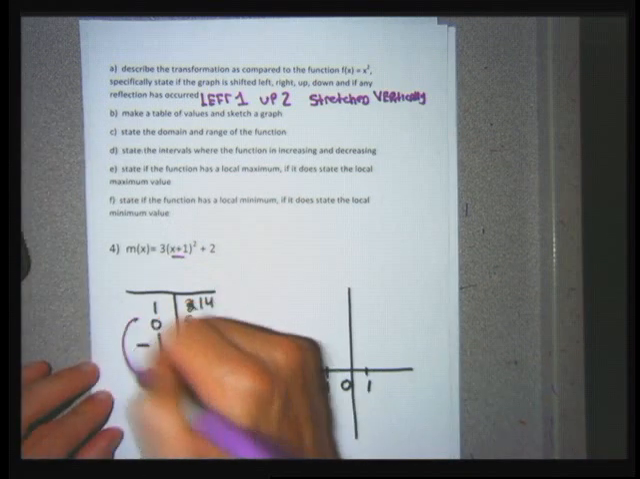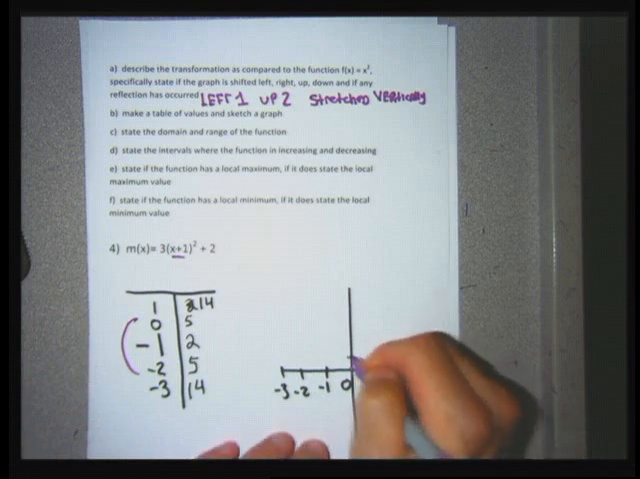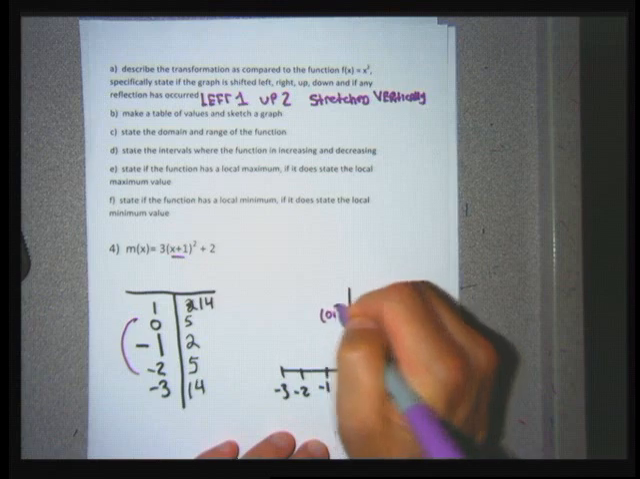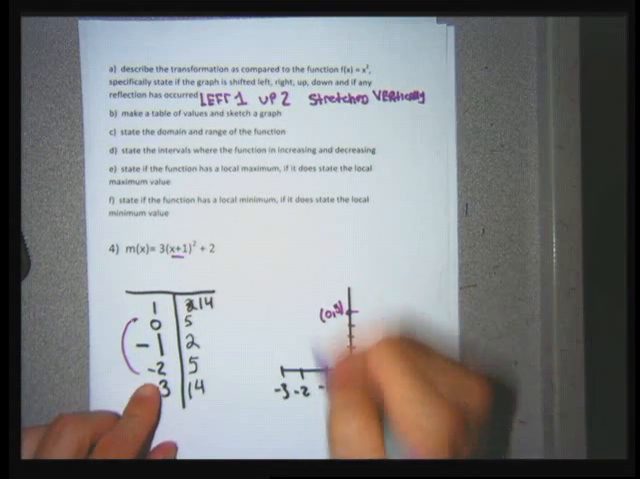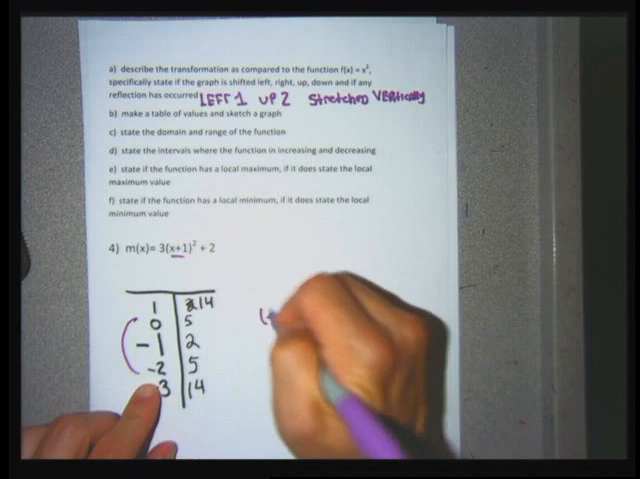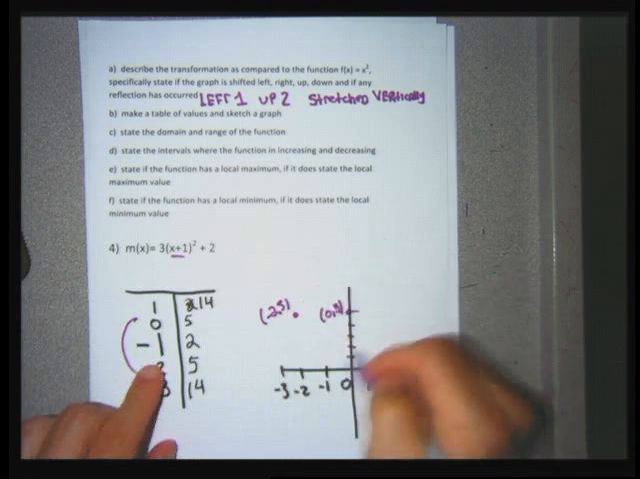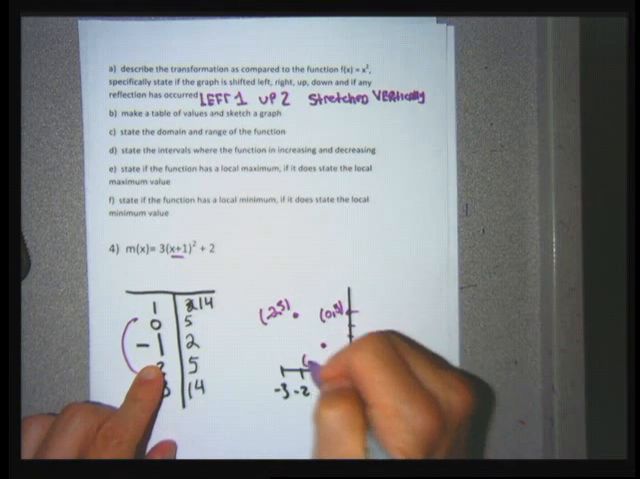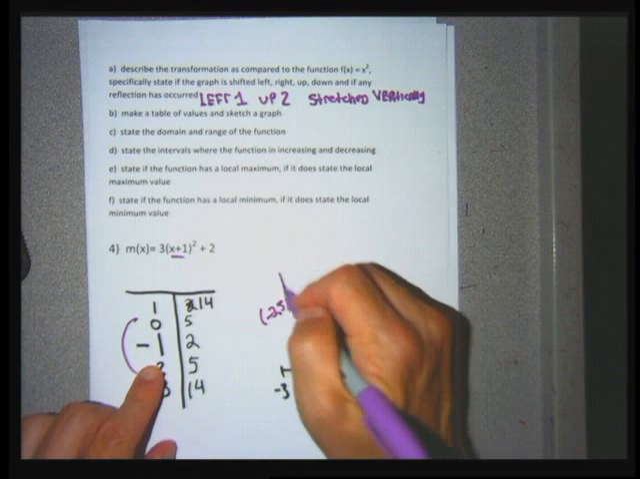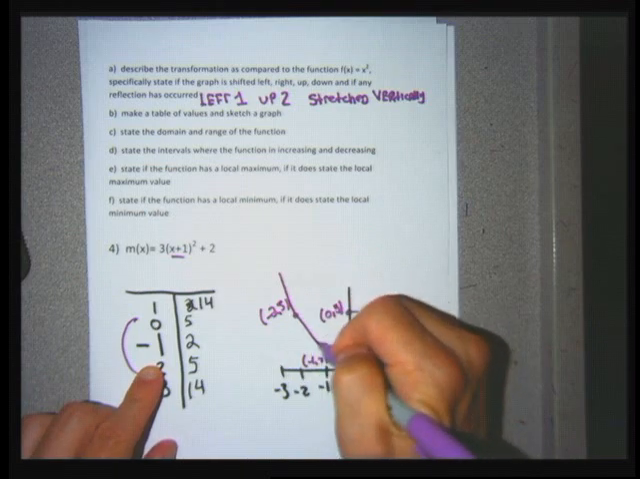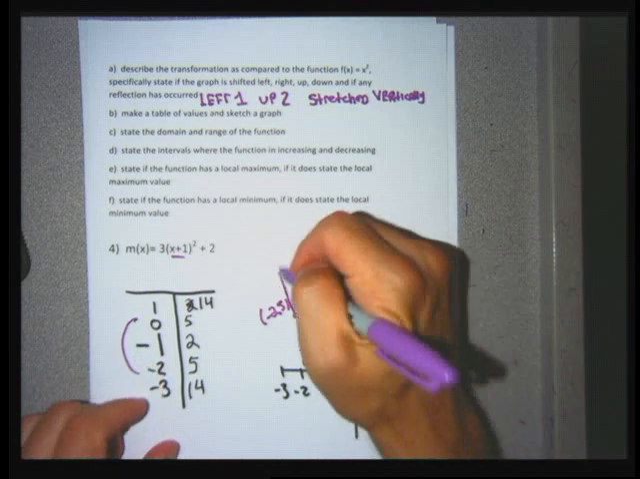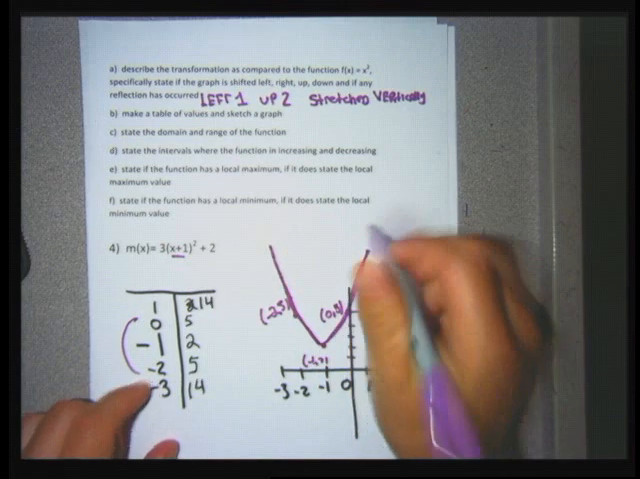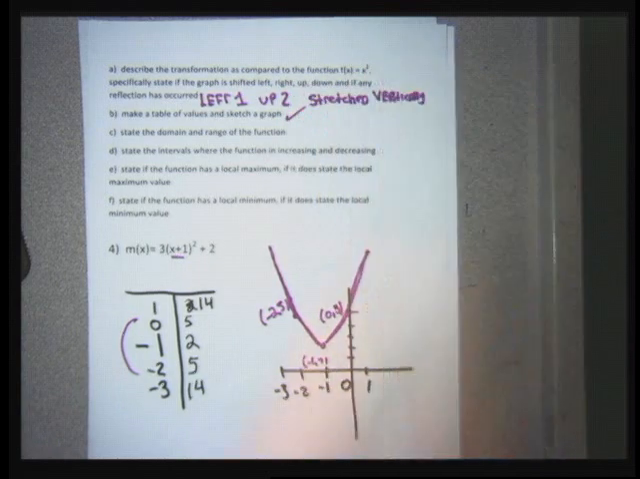My graph just doesn't need to be that accurate. I'm only going to graph these 3 points. So I'm going to plot the point 0, 5, the point -2, 5, and the point -1 comma 2. I'm going to draw my parabola. Theoretically, it does go through the points 1, 14 and -3, 14, but you really are not going to see it on my graph. I don't need my graph to be that accurate. So I made a table of values and sketched the graph.